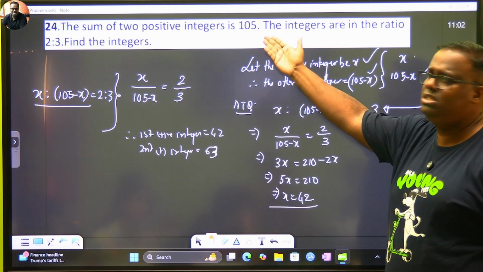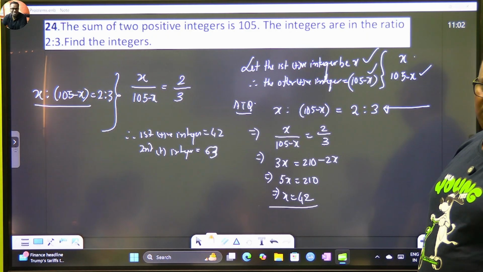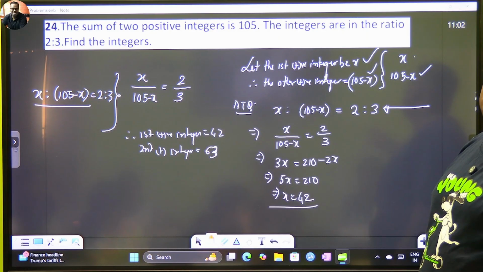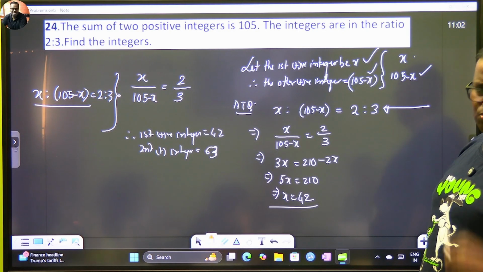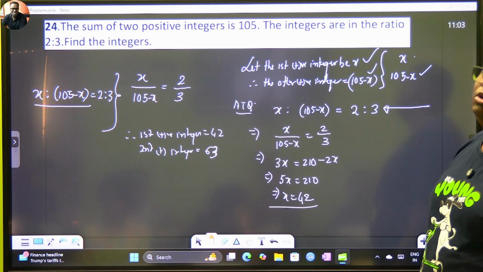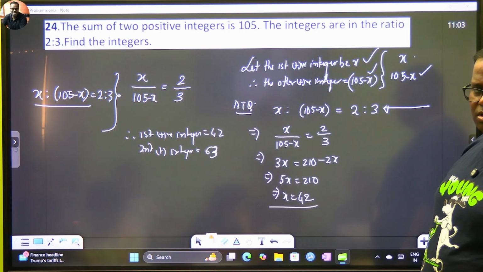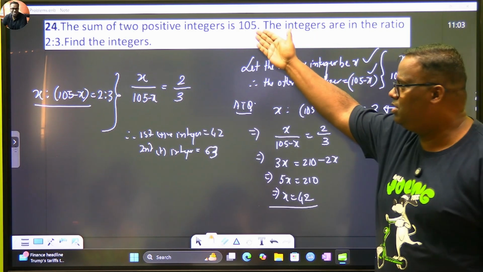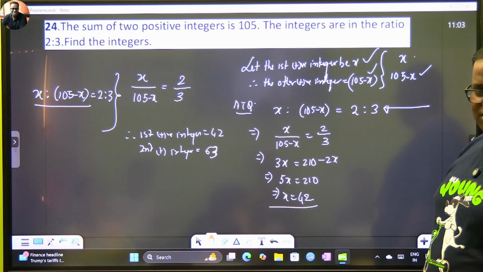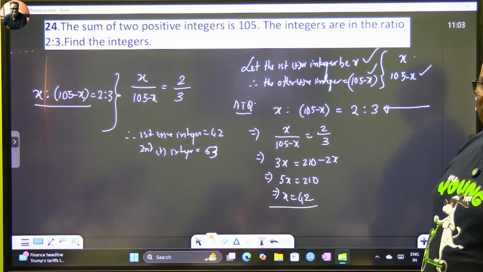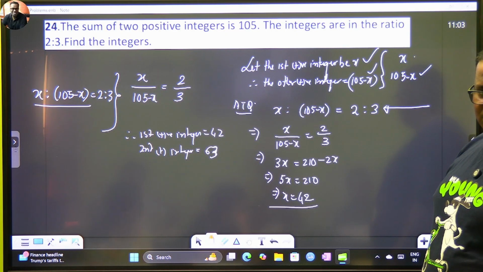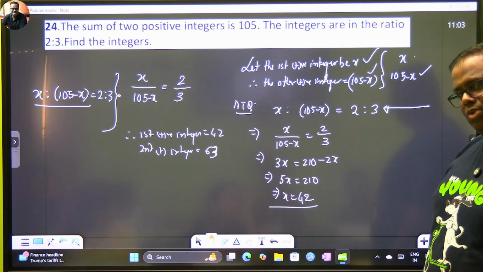The sum of two integers is 105. The sum of two numbers is 7. One number is 2. What is the other number? How did you get 5? The sum of two numbers is 105. If one number is x, then the other number is 105 minus x. You understood? Shall I go ahead?